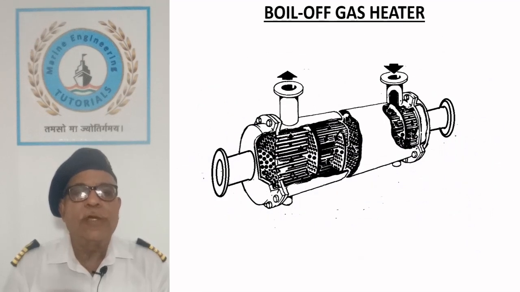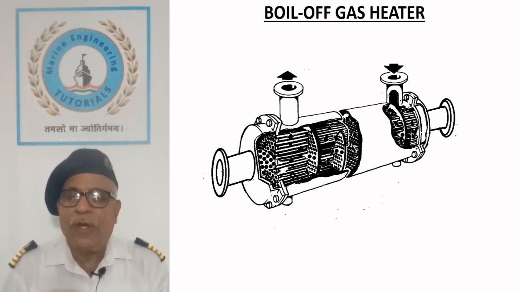Boil off gas heater. The sketch shows a single pass shell and tube type boil off gas heater which is used on motor vessels using dual fuel diesel engine. LNG fuel is stored at minus 162 degrees centigrade. The boil off or vaporized gas is heated to temperature of 30 to 45 degrees centigrade before admitting in the engine cylinder.